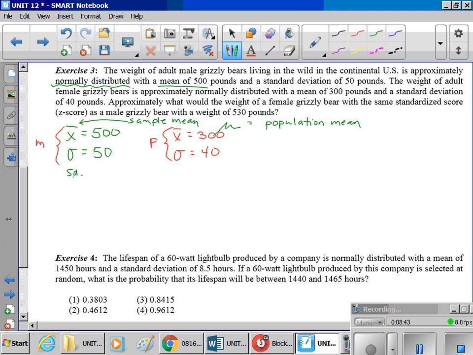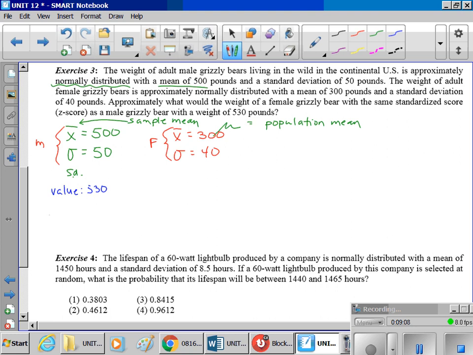Approximately, what would the weight of a female grizzly bear be with the same standardized score, or z-score, as a male grizzly bear with a weight of 530 pounds? All right, so in other words, the value that they just gave us is 530 pounds. And they do this often. They want to compare two groups.